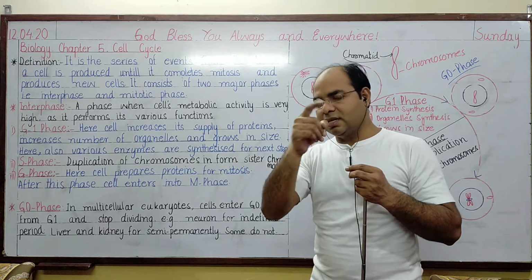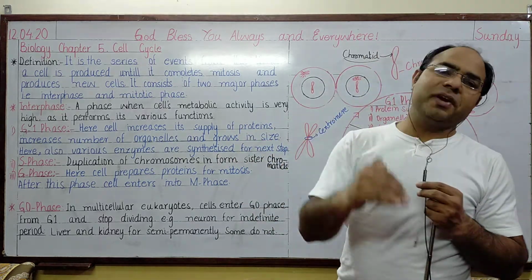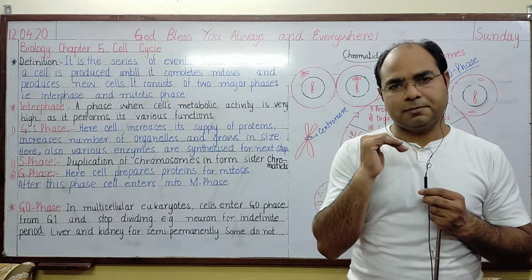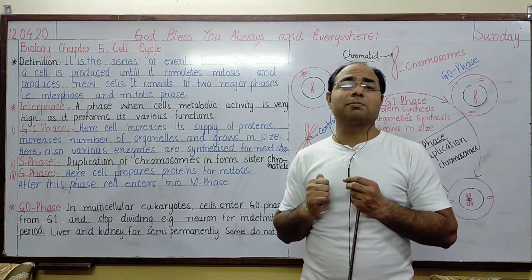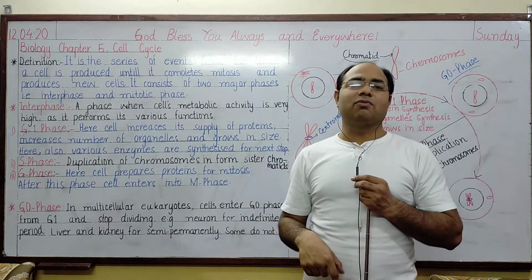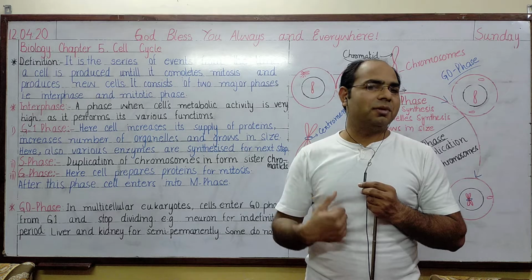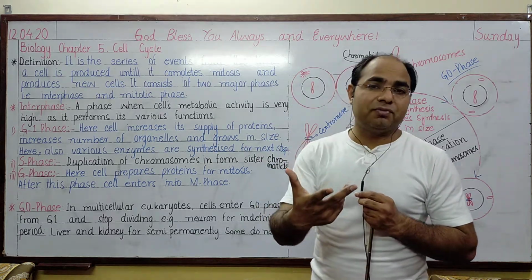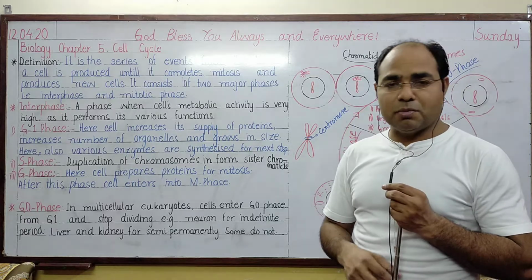Then the second phase of interphase is called the synthetic phase and termed as S phase. In S phase, it's very special. One of the most important things is that it contains the DNA of a person, the hereditary material for the living organism. That is present in the form of DNA, and that DNA is present in the form of chromosomes.